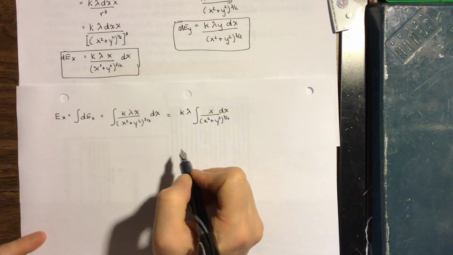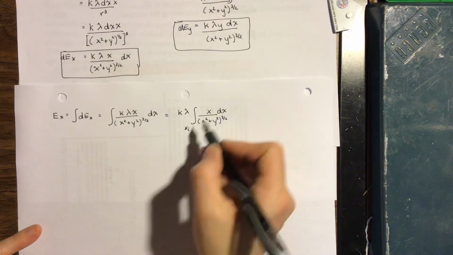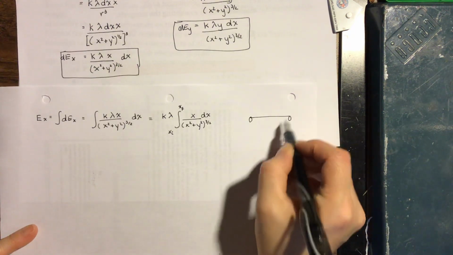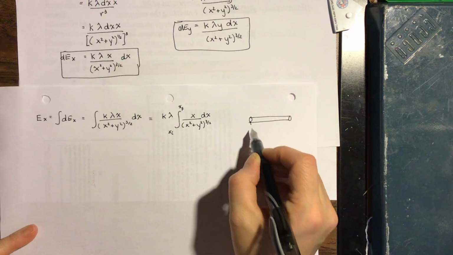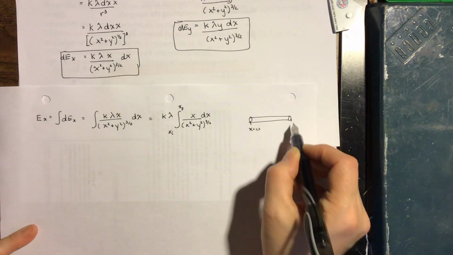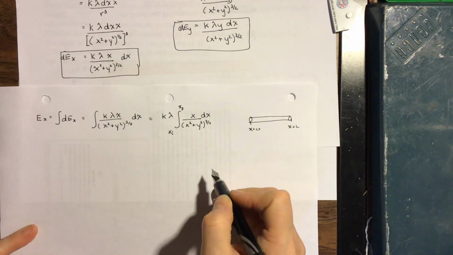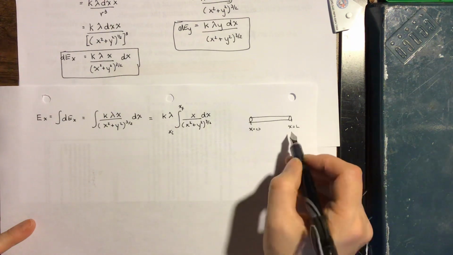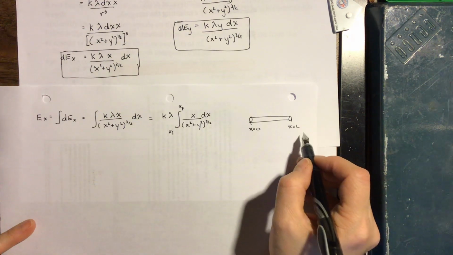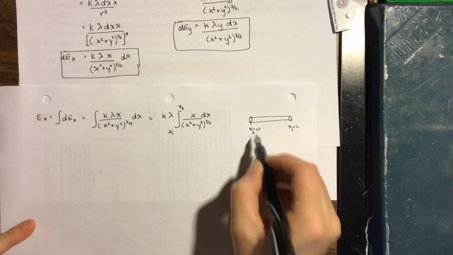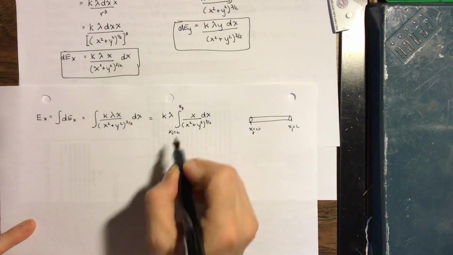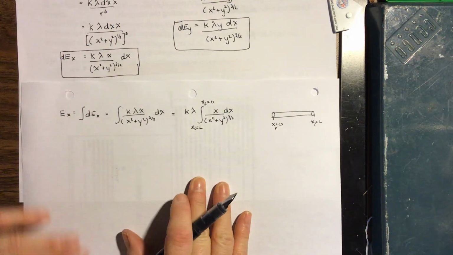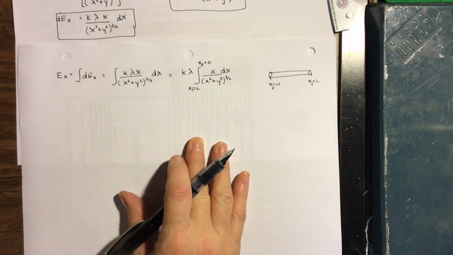Here's a good time to think about the limits. We want to go from some initial x value to some final x value. Let's think about the rod. This end of the rod we said was at x equals 0. This end of the rod is the length of the rod, x equals L. We want to go from one end of the rod to the other, so let's go from the right end to the left end. So x initial equals L, x final equals 0. At this point, you can evaluate the integral yourself, or you can look up the result in a book.